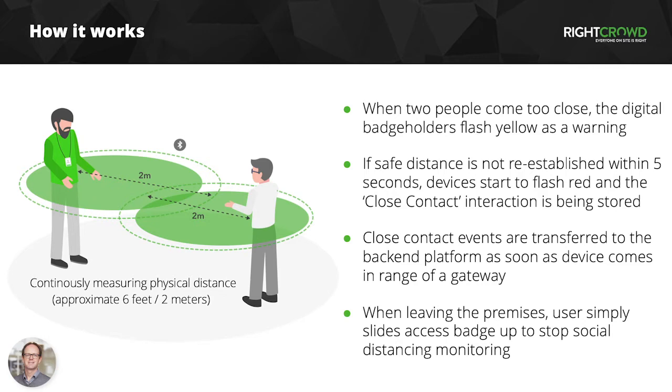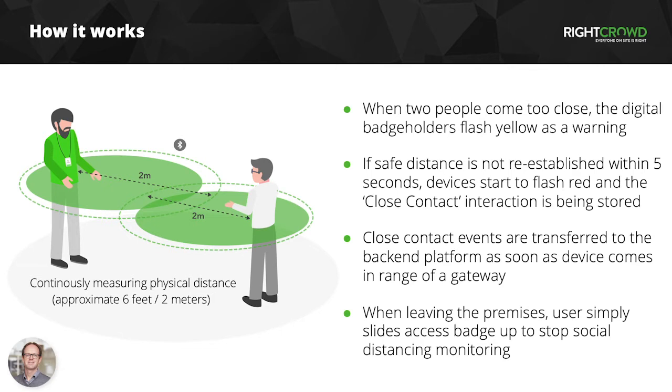These devices do that completely autonomously, so they can continue to record close contact events. The devices can store up to 500 of them. If at some point those devices come back in range of one of our gateway devices, and you'll see more about that gateway device later on, within the proximity of such a gateway, that gateway will establish a secure connection with our backend platform, which resides in the cloud, and those close contact events will be uploaded into the database.